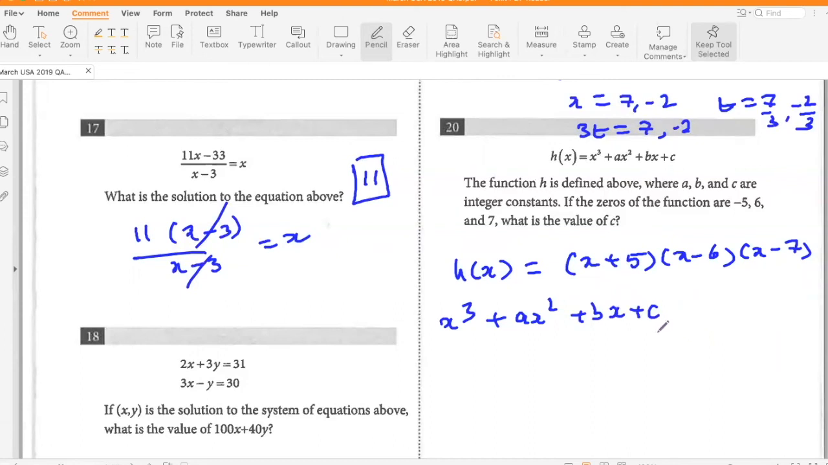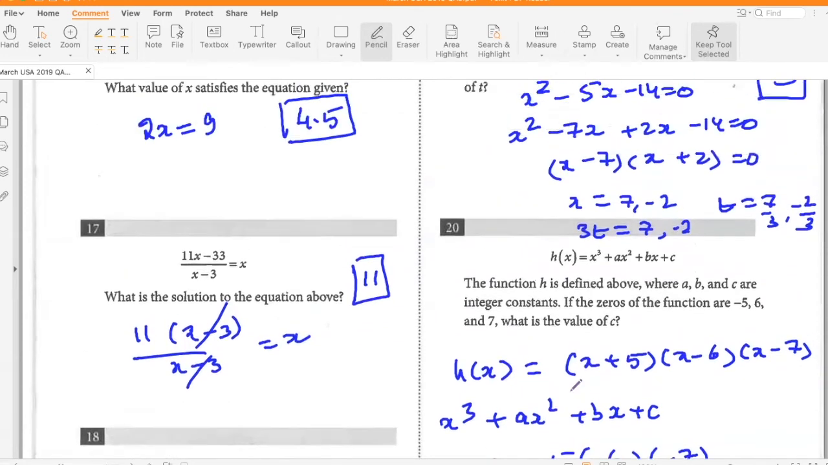Now, to find c, if I open the brackets, c will basically be the product of 5, -6, and -7, right? Because those will be the only terms, the last term, that will not have any x component with them. So c will be 5 times -6 times -7. So that is 210.